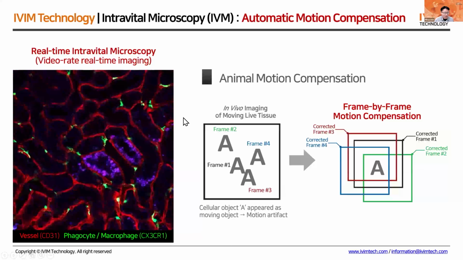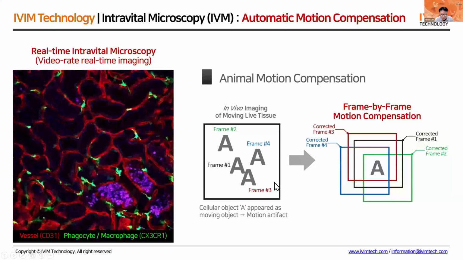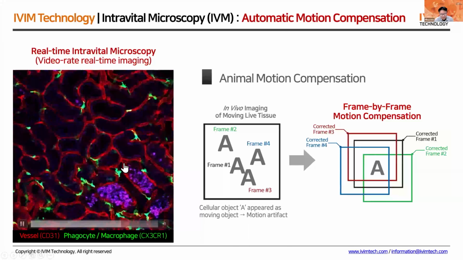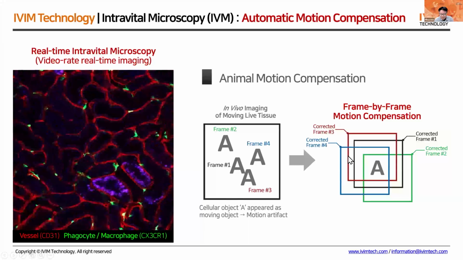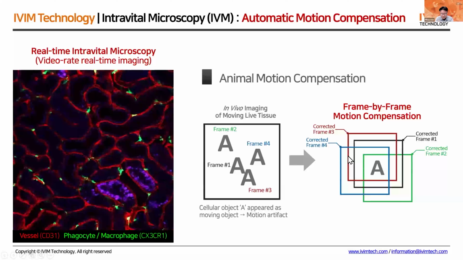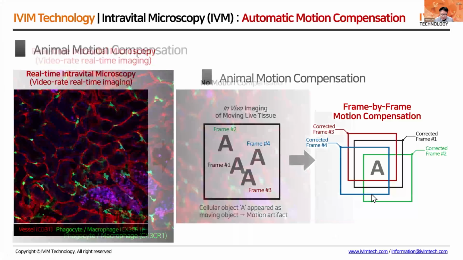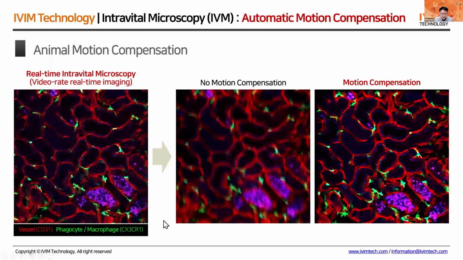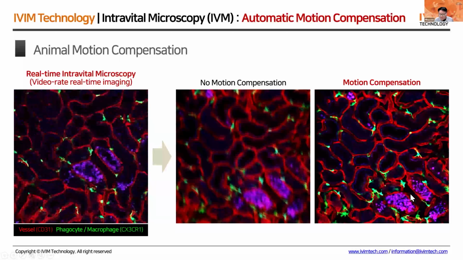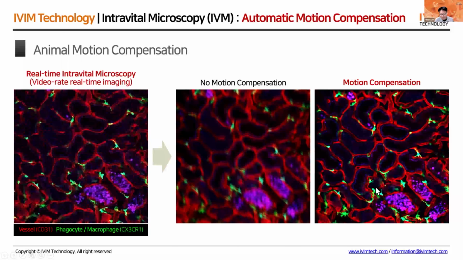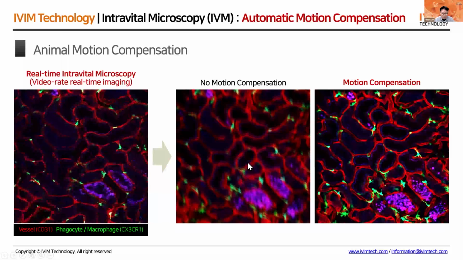But our microscope has the capability of this video rate real-time imaging. So what it can do is analyze the tissue movement frame by frame, like this, frame 1, 2, 3, 4, and then we can automatically register the tissue movement and compensate the tissue motion. This is the result. From this moving tissue, we can automatically compensate the tissue motion and acquire these high resolution, high SNR images. Without this motion compensation function, you will always suffer from blurred images.